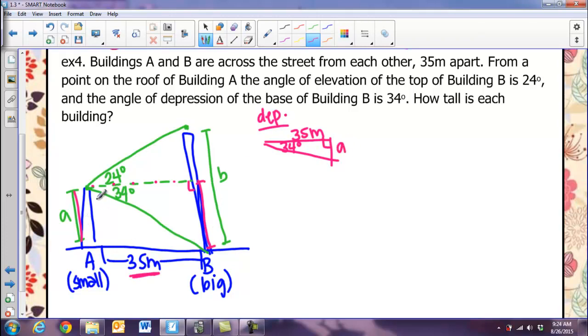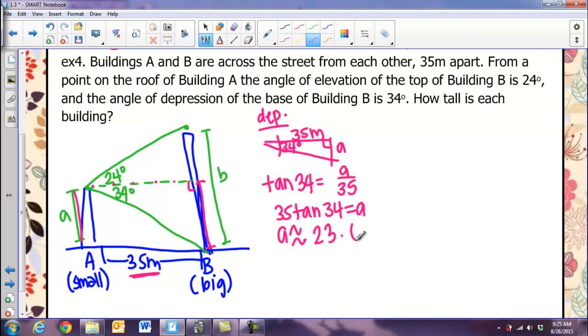And again, you could have drawn that opposite triangle down here, found out what this measure was, and done the same thing. So now, I have the side opposite my angle, I have the side adjacent to my angle, so I'm going to use tangent. Tangent of 34 degrees equals A over 35. Solve that using my calculator, and I type in 35 times tangent of 34, and I'd find out that A is approximately 23.607 meters tall. Okay, so I found one of my answers. I found how big A is, and I did that using my angle of depression.